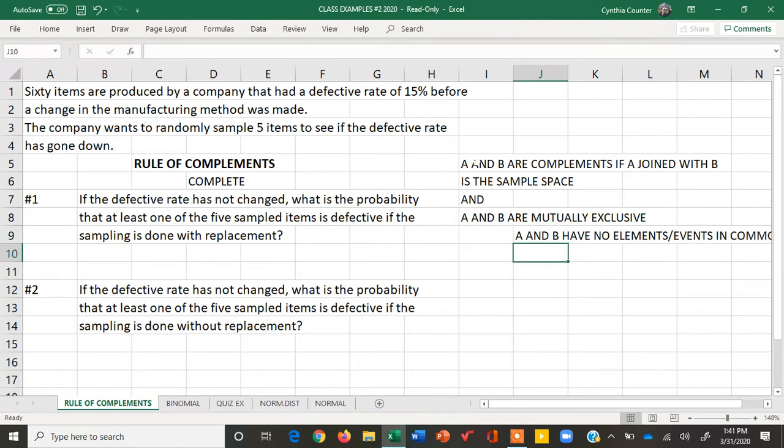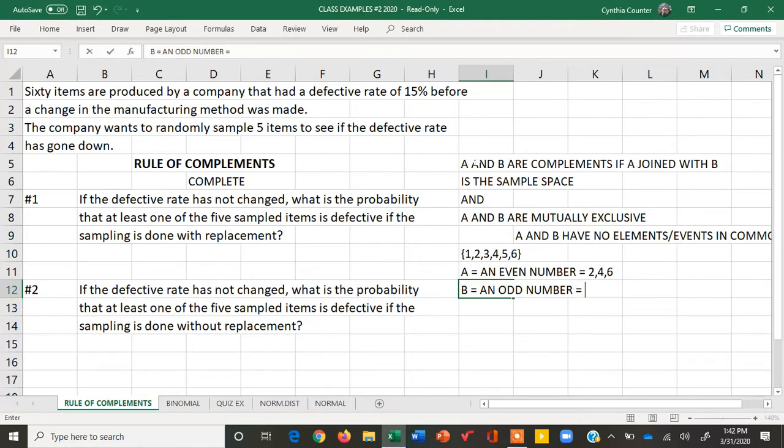So, for example, we can look back at rolling a fair die where we know the sample space consists of the numbers 1 through 6. Let's define A as the event of getting an even number, which in this case would be specifically 2, 4, or 6. And let's let event B be the event of an odd number, which in this case would be 1, 3, or 5. So here we see that when we join them together, we will get the entire sample space. So we write that as a union.